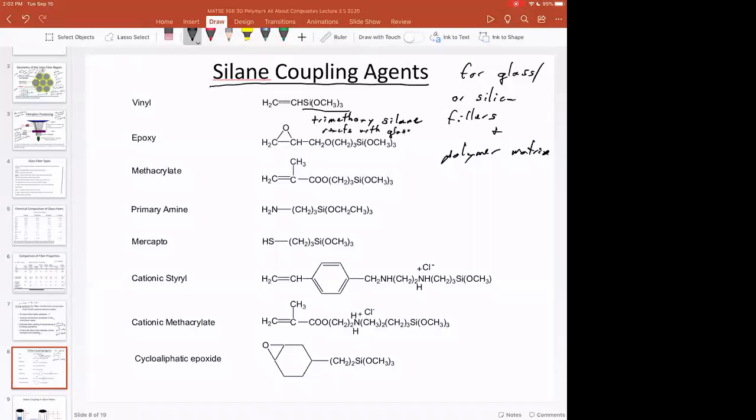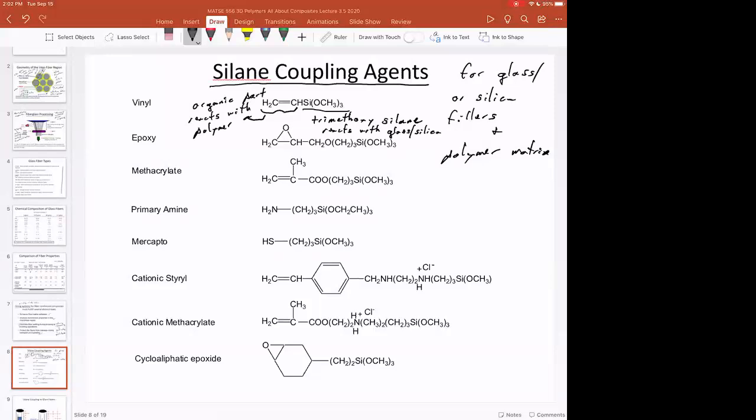And glass, of course, is just another name for silica. And so the silanol groups, or the SiOH groups on glass surfaces and silica surfaces react with this trimethoxysilane. And then you have this organic part, the carbon chain, that reacts with the polymer.